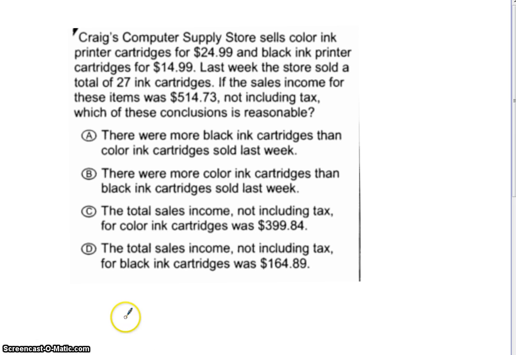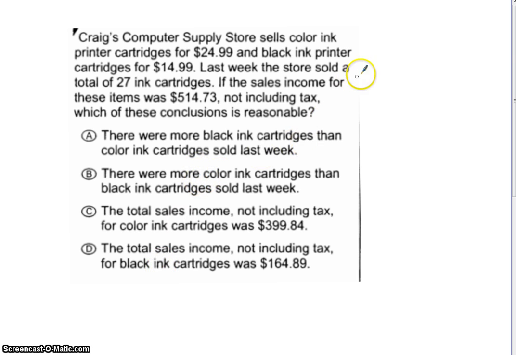Craig's Computer Supply Store sells color ink printer cartridges for $24.99 and black ink printer cartridges for $14.99. Last week, the store sold a total of 27 ink cartridges. If the sales income for those items was $514.73, which of these conclusions is reasonable? You're going to have one of these. This is a system. This is going to have two things.